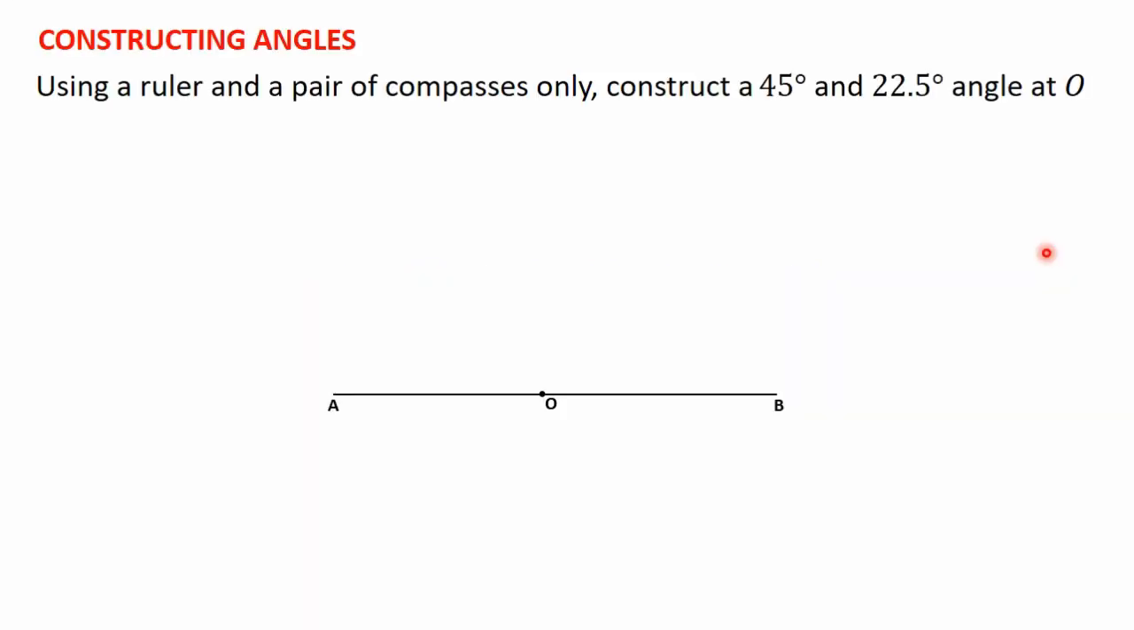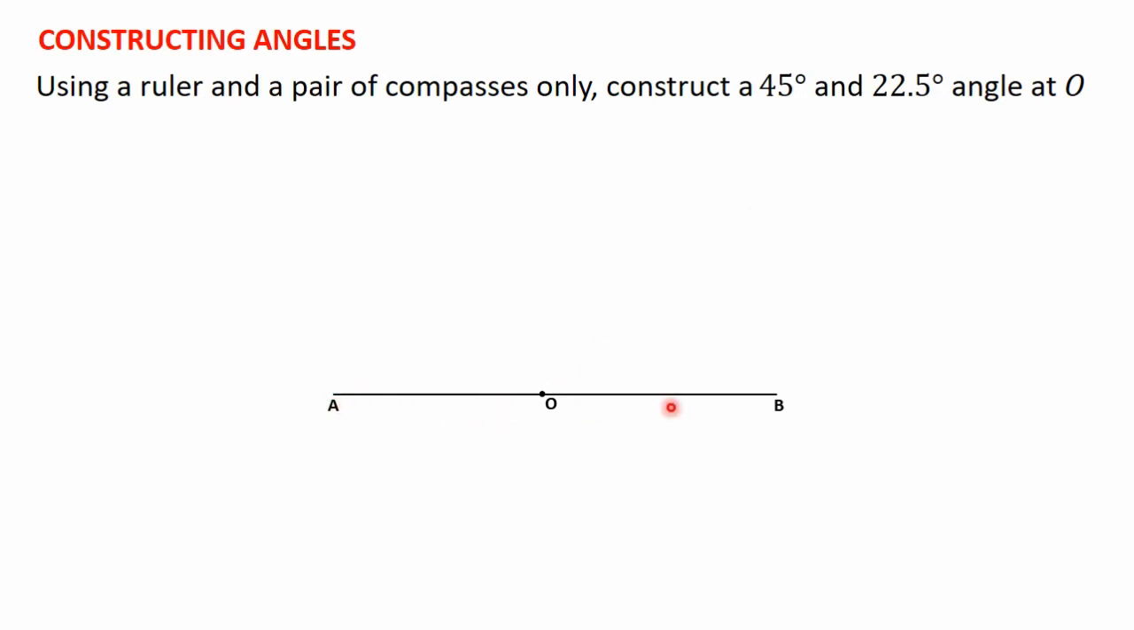Let's start. We have a question here. The question says that using a ruler and a pair of compasses only, construct a 45 degrees and a 22.5 degrees angle at O. So a 22.5 degrees angle and a 22.5 degrees angle is the same thing.